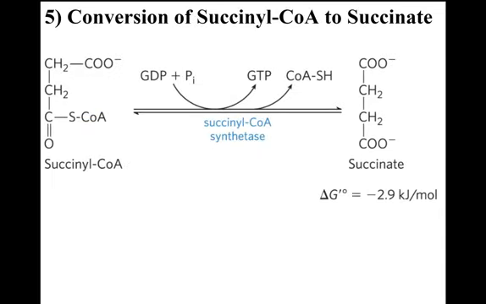And so the fifth stage is a conversion of succinyl coenzyme A to succinate. And so this utilizes an enzyme, succinyl coenzyme A synthetase, and utilizes the cofactor of GDP along with inorganic phosphate to end up generating GTP, and now we have the free coenzyme A with that free thiol group, thus producing this succinate.